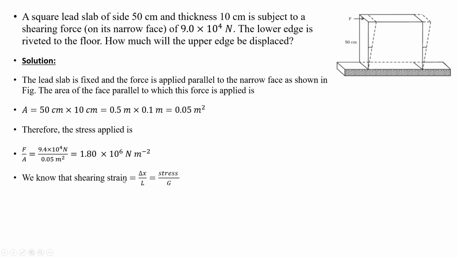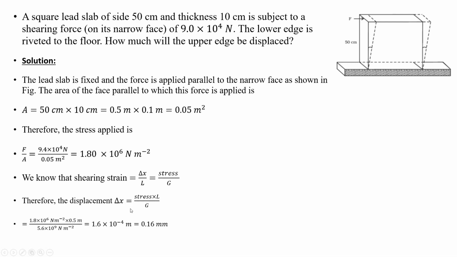And we know that shearing strain is equal to the displacement over original length, which is equal to stress over shear modulus. So arranging the equation, we get the displacement as this, and by putting the value, we will get the final displacement as 0.16 millimeter.